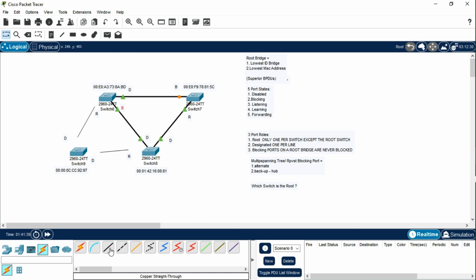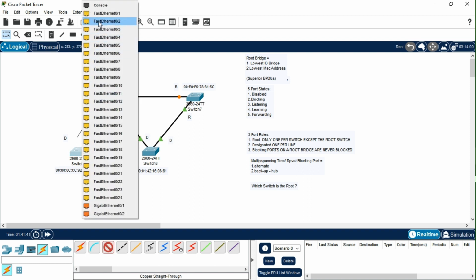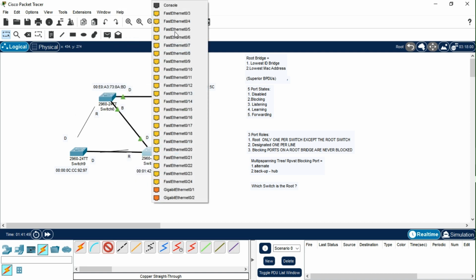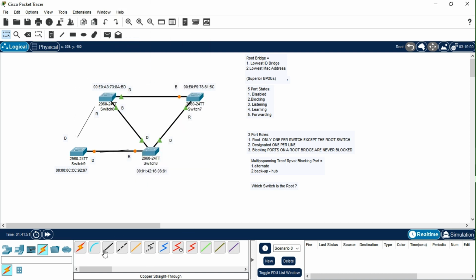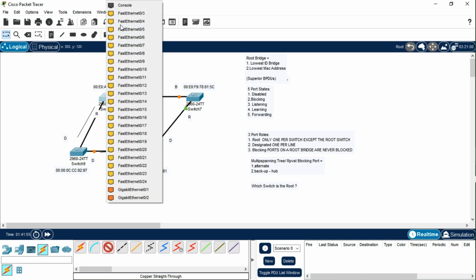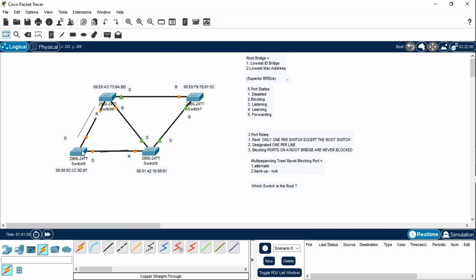So let's actually connect this and see how this would work. On this one, let me type this in here, and on this one, let me type this in here. Let's see how this plays out.